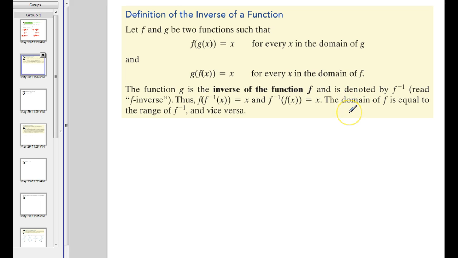Now this is something that's really important too. Make sure you understand that. The domain of f, the domain of some function, is equal to the range of f inverse, and vice versa, meaning the range of f is equal to the domain of f inverse. That's important. You'll see that show up a lot in some of the examples I'll give you.